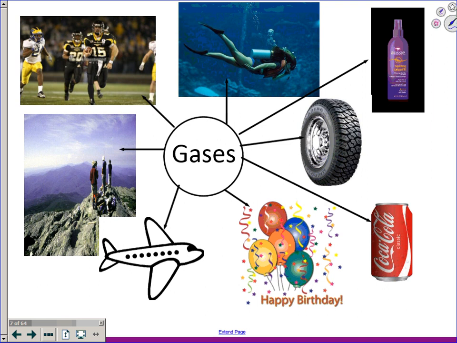Yeah, well, we need gas because, like, need gas, airplanes.